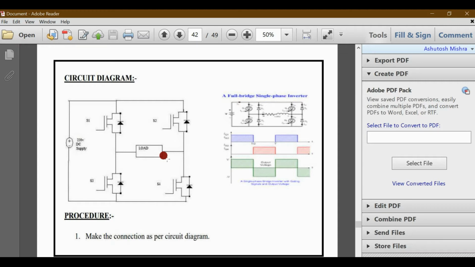We have preferred resistive load first. You can simulate this. This is the resistive inductive load given over here, but we are preferring the resistive load. These are the thyristors or the main switches, S1, S2, S3, S4. So 4 main switches are there, and there are also diodes connected anti-parallel with each main switch. You can see in the diagram.